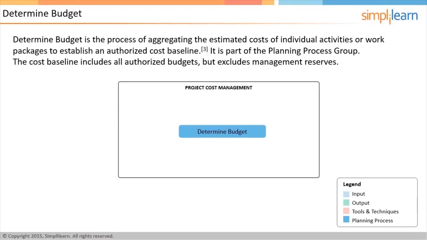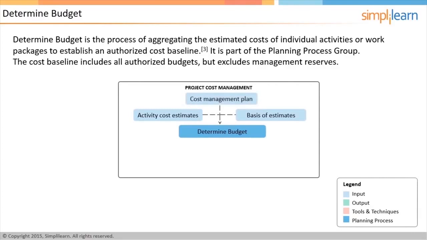The inputs used in determining the project budget are the activity cost estimates and the basis of estimates, which are the output of the previous cost management process. The cost management plan lays the framework for the cost management processes in the project. It provides guidelines such as the budgeting cycle, tools and techniques used to prepare and approve the budget, etc. In addition to these two important inputs, scope baseline is also looked at.